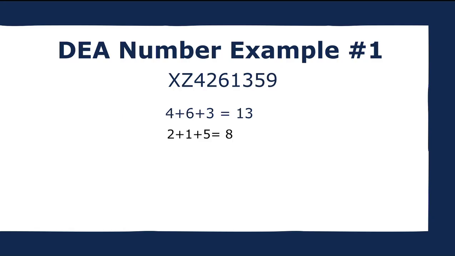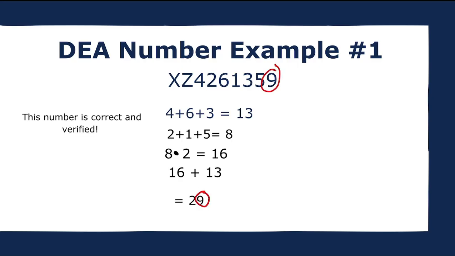Now I'm going to multiply that second sum by 2. So that would be 8 times 2 equals 16. Now I'm going to add 13 plus 16, and when I do that, I get 29. Now looking at the last digit, I see that the last digit of the sum is 9, and the last digit of the DEA number is 9. So looking at these two, I know that this number is correct and verified because they share the same last digit.